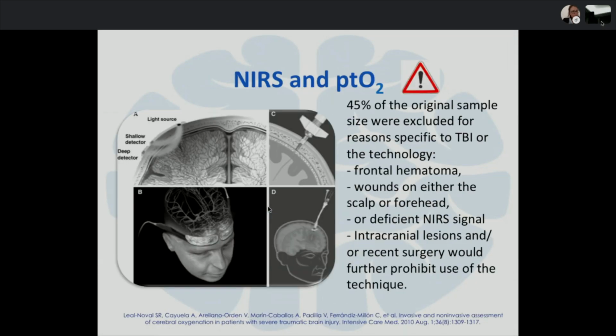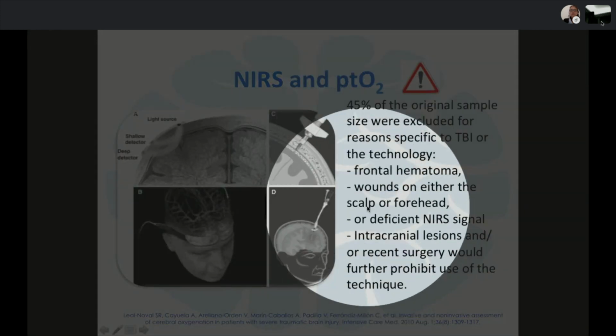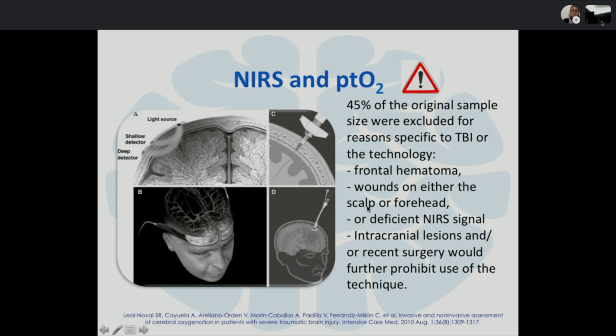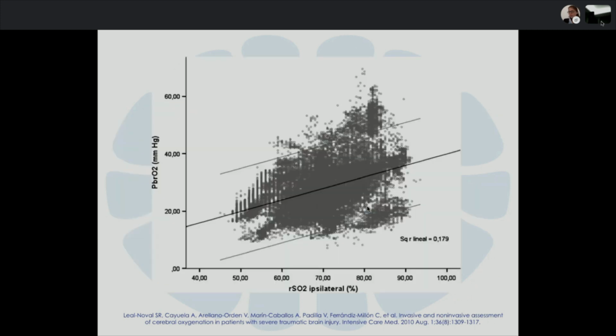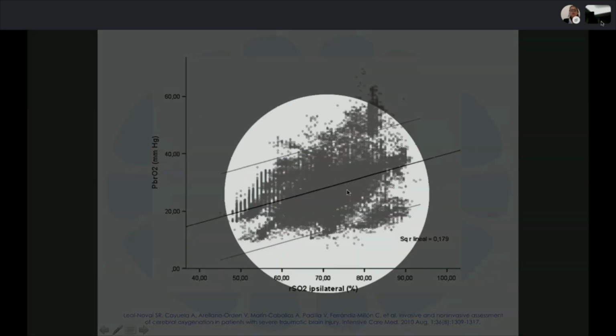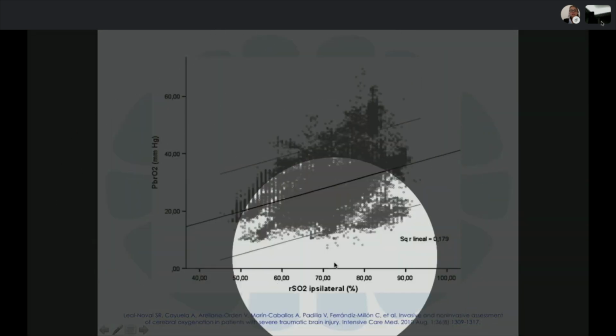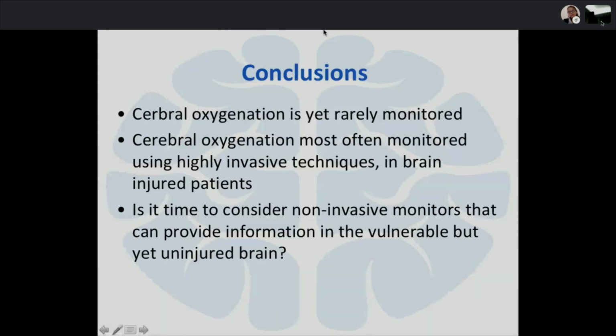What about the NIRS and the PbtO2? Again, the authors here found some methodological issues because nearly half of the patients were excluded because of problems with the technology, like frontal hematoma, wounds, intracranial lesions, which precluded the use of the NIRS. This is probably the main issue in the use of this technique in neurocritical care. And anyway, the correlation is actually poor, with a wide confidence interval.